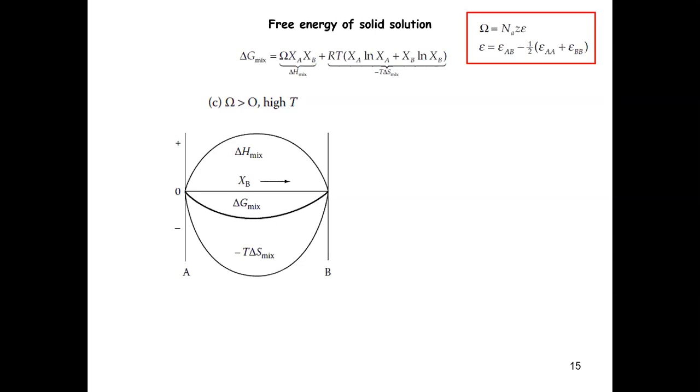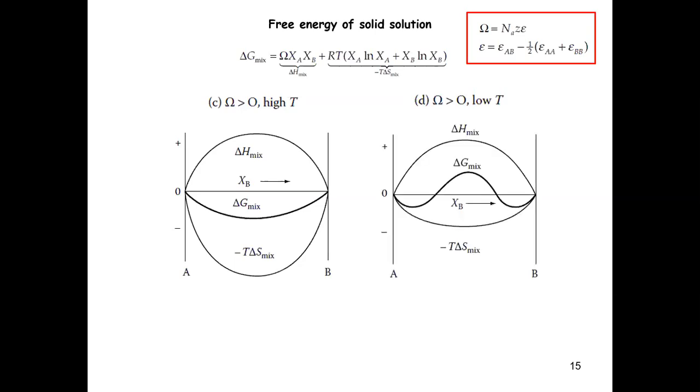Okay, so the next scenario is that we choose omega to be positive, but now the temperature is not as high as before. So what are you going to see in this case? Demixing. And delta H mix is also positive, so it favors demixing. The delta H mix is always going to be positive, right? But now my temperature is low, so my entropy might not always overcome this very high energy increase due to mixing.